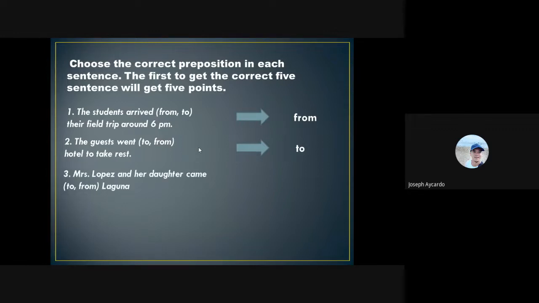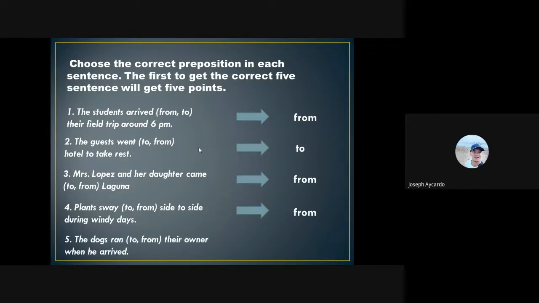Another one. Mrs. Lopez and her daughter came to, from, Laguna. Yes, Ms. Arabaca. What is the answer? Excellent. The answer is from. Here's the fourth question. Plants sway to, from, side to side during windy days. Yes, Ms. Ginoo, what is the answer? Okay, very good. The dogs run to, from, their owner when he arrived. Okay, Mr. Delor. Correct. The answer is to.